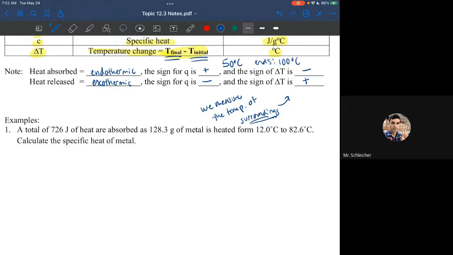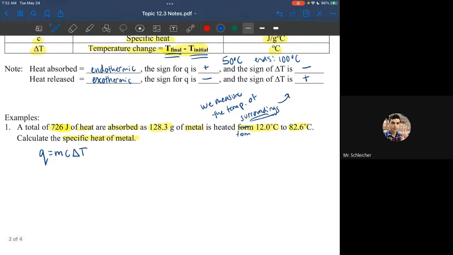So over here, we do have the situation. A total of 726 joules of heat are absorbed as 128.3 grams of metal is heated from 12 degrees Celsius to 82.6 degrees Celsius. Calculate the specific heat of the metal. In terms of this, I'm thinking already, okay, we have grams, we have joules, we have some sort of change in temperature. So I will probably use my Q equals MCΔT equation.